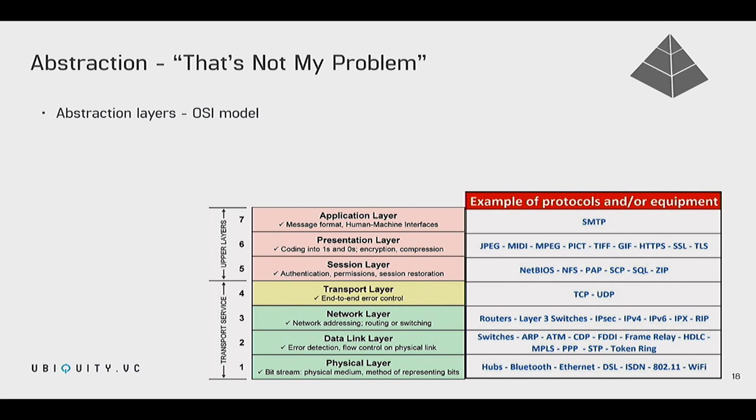You get to just worry about your little piece. That's why I call abstraction, that's not my problem. I really want to work on the networking layer and build a big company like Juniper Networks just at that layer. But I don't have to worry that much about what's above me or what's below me. This has been really, really powerful for allowing people to shine at what they're good at.